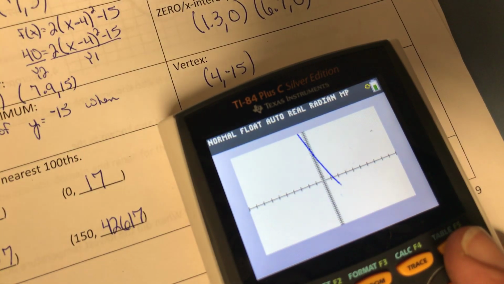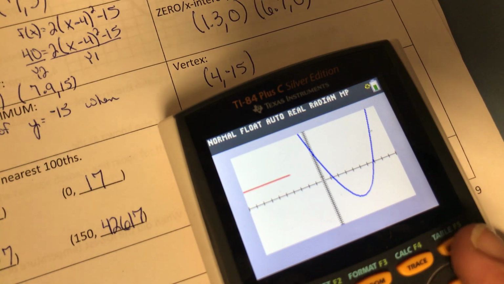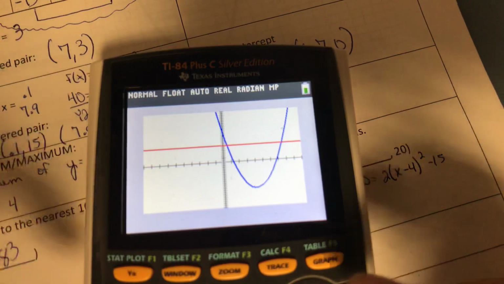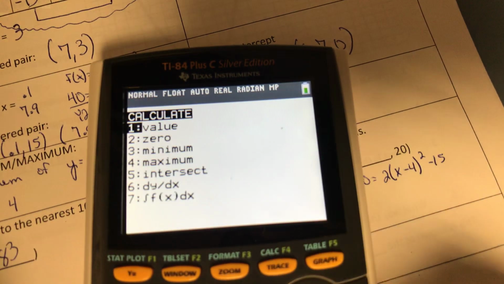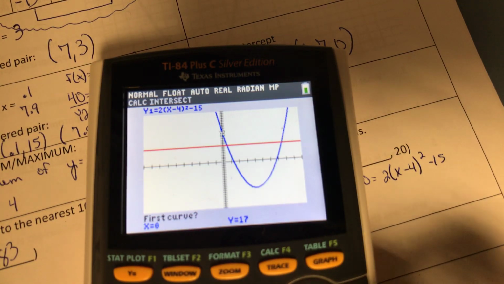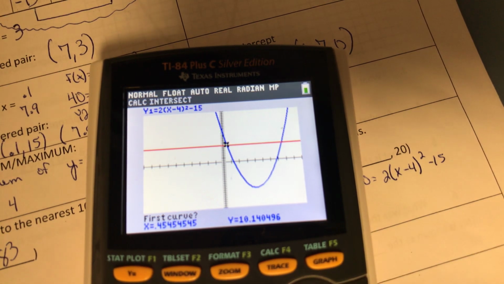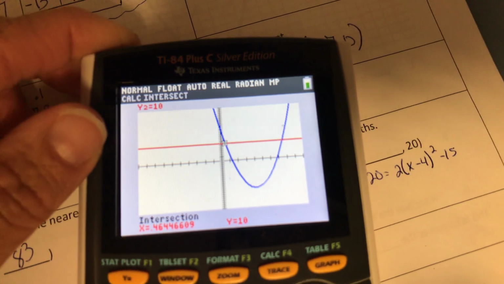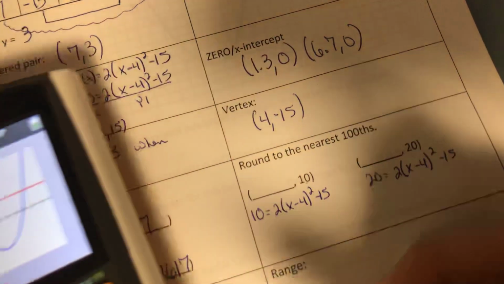And again, every time I'm looking for an x given a y, I'm always getting two answers. So I'll write them both down. So intersect, second trace, choose option 5. There's 1, and I'm going to enter 3 times. And if we're going to the nearest tenths, we'll make it 0.5 with 10.